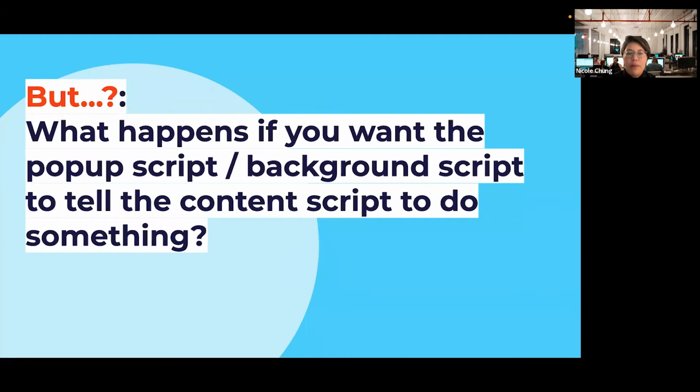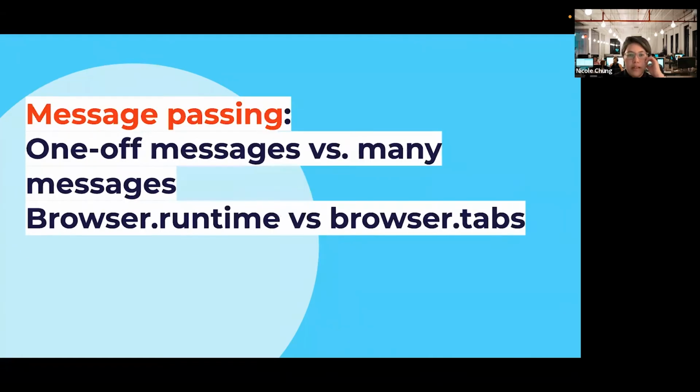What happens if you want the pop-up or background script to tell the content script to do something? You saw in our example, we used local storage, but you don't want to do that in the long run. So this is where we have to learn a concept that gets a little weird. It's called message passing. I guess it's sort of like dispatching events, but it's a little bit foreign if you're not familiar. If you've worked with WebSockets and stuff, it's sort of familiar. But there are a couple of tricky things about it.